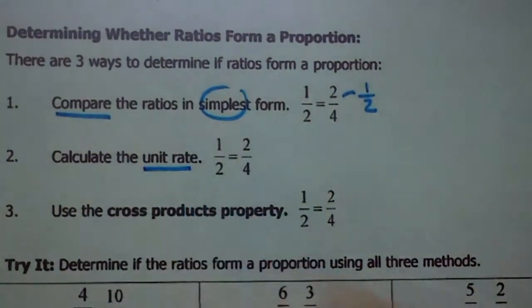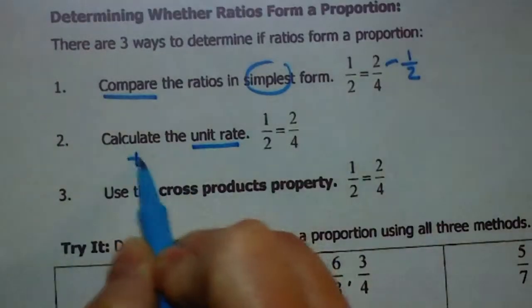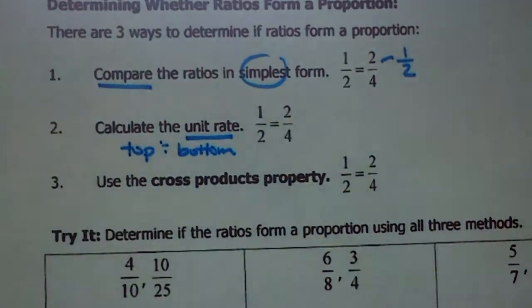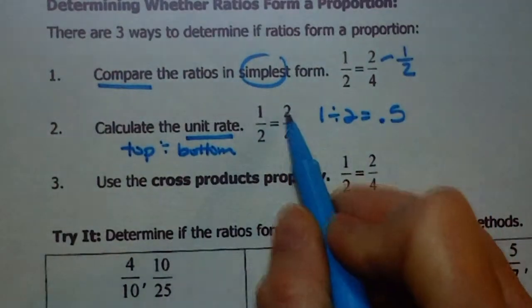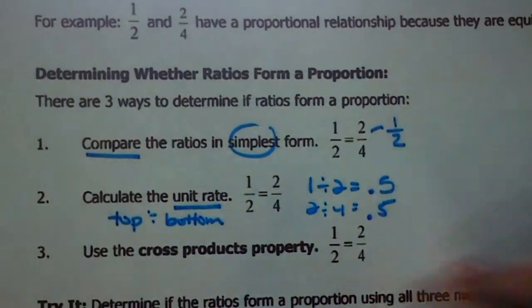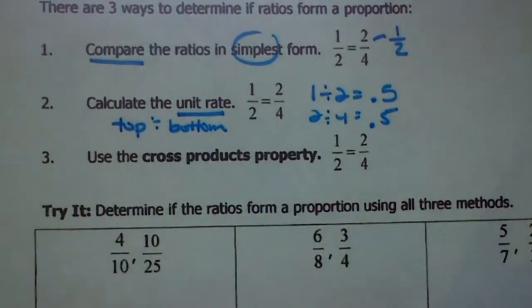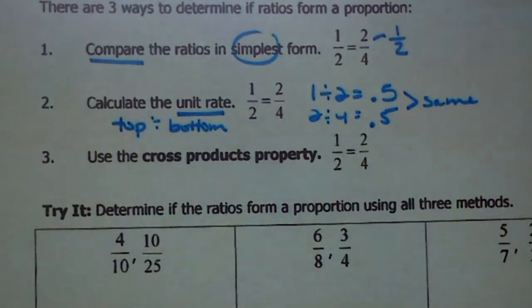Another way is that you can calculate the unit rate. And remember, with the unit rate, you just divide. You take the top divided by the bottom, right? So if you take 1 divided by 2, you get 0.5, 5/10. If you take 2 divided by 4, you get 5/10. Both of them are equivalent. So again, step 1, you can see if they simplify to the same thing, so simplify each ratio. Step 2, you can just calculate the unit rate for each and divide the top by the bottom and see if you get the same decimal. If you do get the same, that means that yes, they do form a proportion.